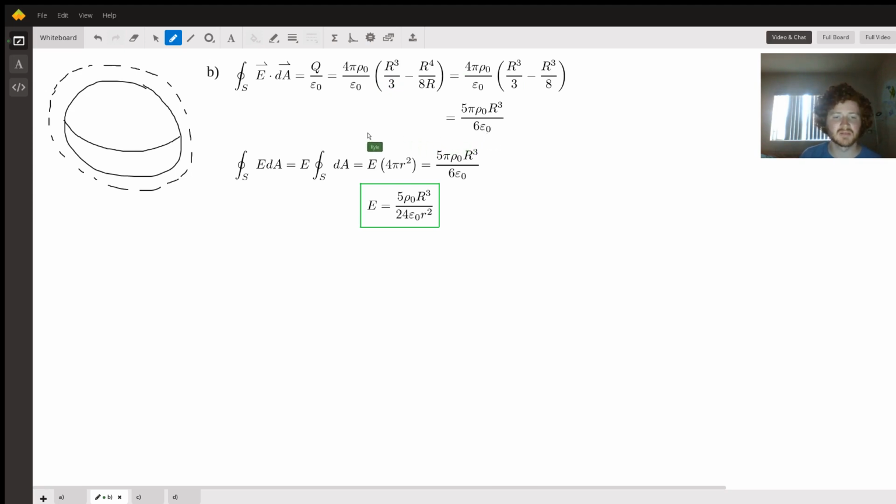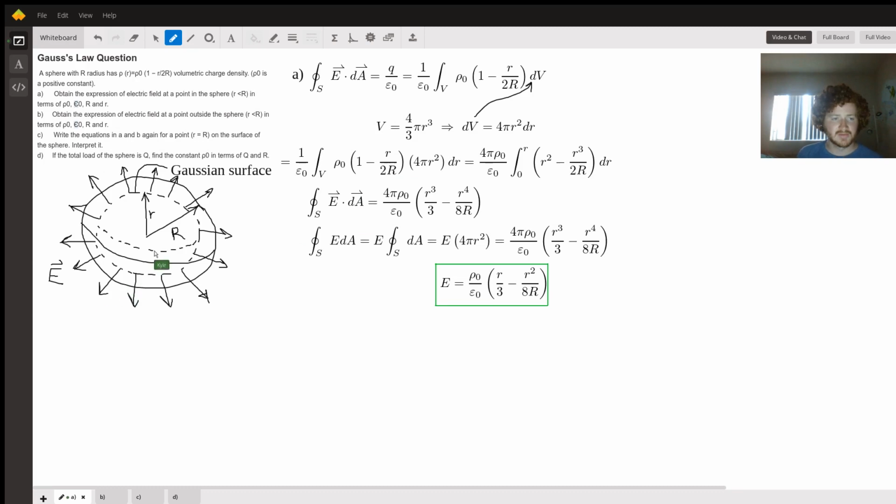Again, manipulating the left side of the equation, the same properties apply. So E times 4 pi r squared, divide by 4 pi r squared, and you get the expression for the electric field outside the sphere of 5 rho naught R cubed over 24 epsilon naught r squared.